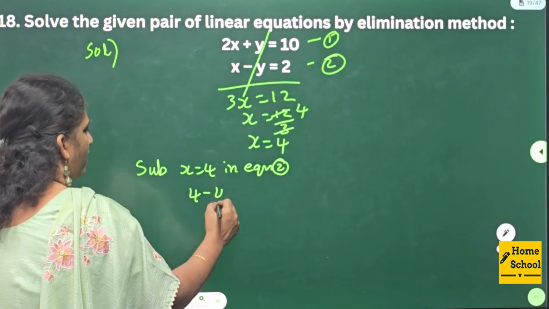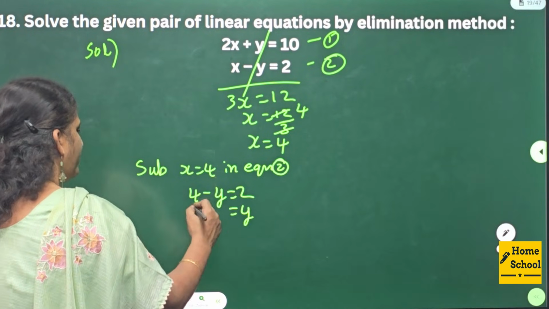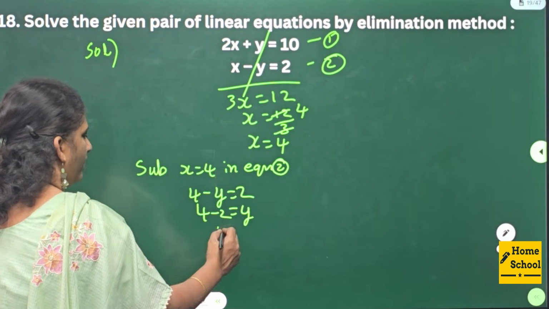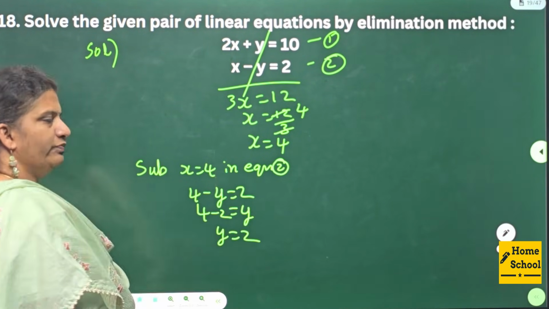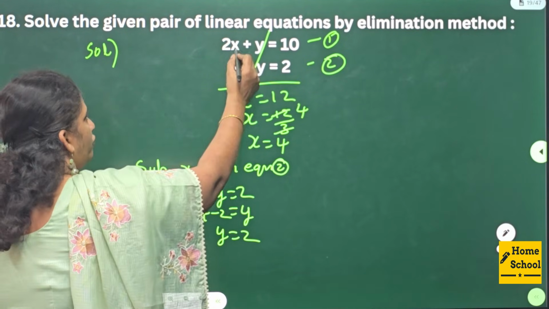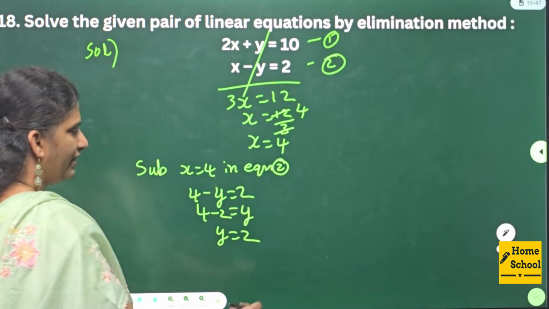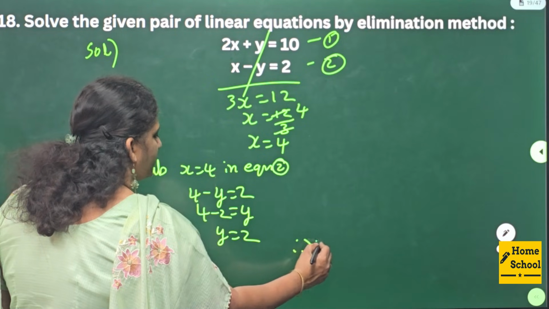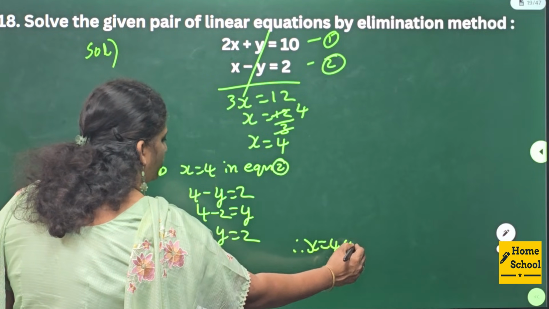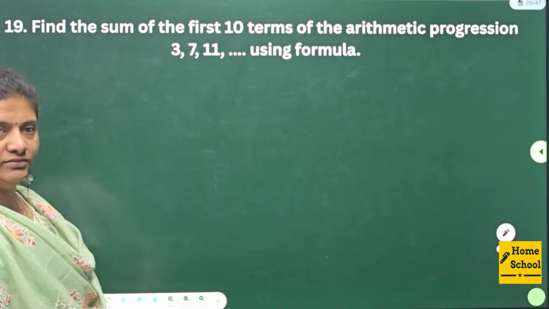4 minus y equal to 2. y send this side and 2 bring this side. Therefore, y is equal to 2. x is 4, y is 2. Just check it out. 2 4s are 8, 8 plus 2, 10. Yes, our answer is right. Therefore, x is equal to 4 and y is equal to 2 are the solutions by elimination method.